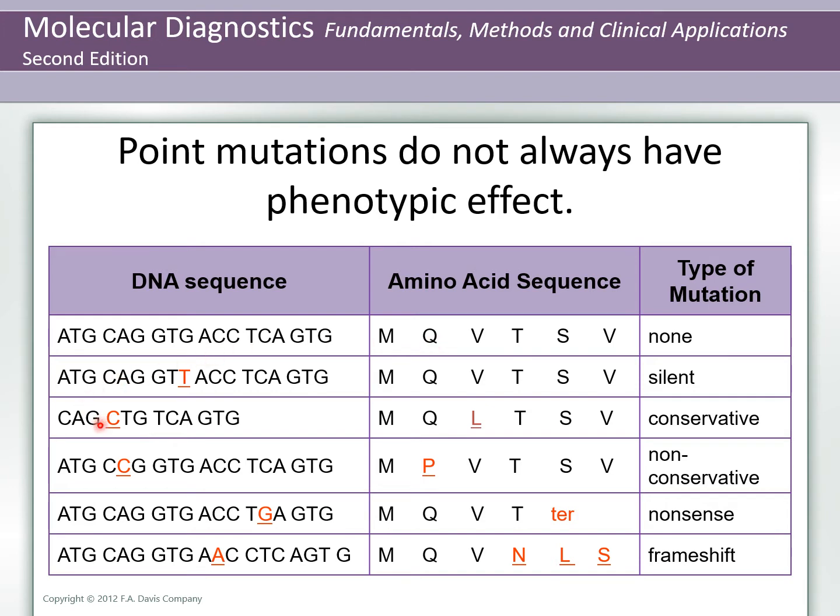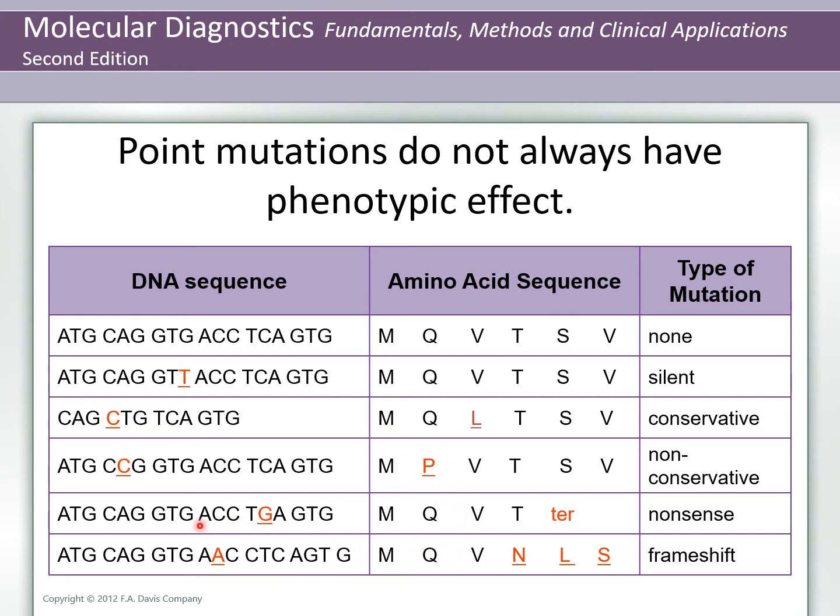In the third row is a conservative mutation in which the change in bases has changed the amino acid sequence, but even so, the amino acid that has been replaced is one that has similar biochemical properties. So in this example, leucine has been substituted for valine, which have similar properties. The next example is a non-conservative mutation in which the base change has resulted in an alternate amino acid, proline, which does not have similar biochemical properties.